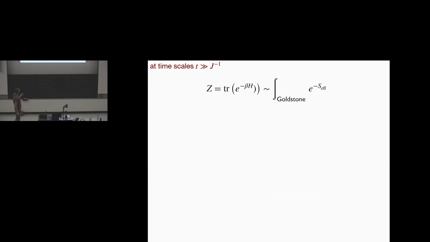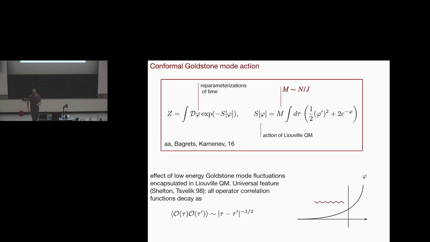Broadly speaking, the consequence of what I said so far is that the quantum partition function of the model at long time scales will be governed by an integral over all Goldstone mode realizations on this infinite dimensional manifold, over some effective action. Now, this action can be identified. This is like in a magnet, where you would have a Ginzburg-Landau action of magnon fluctuations. So there's something similar here. The quantum partition function assumes a form of an integral over all reparametrization functions, represented in some coordinates, which I call phi, governed by an action.